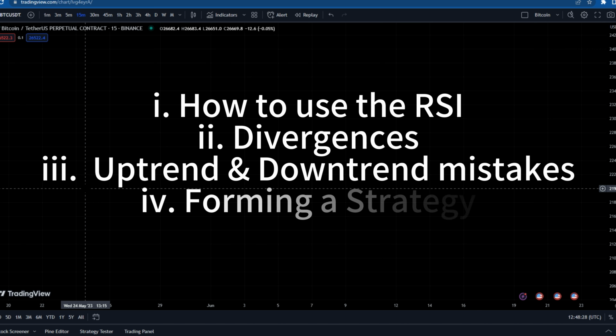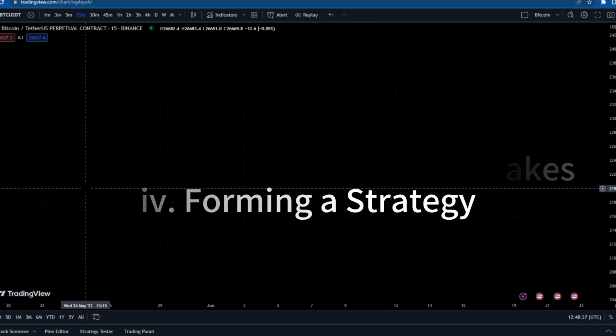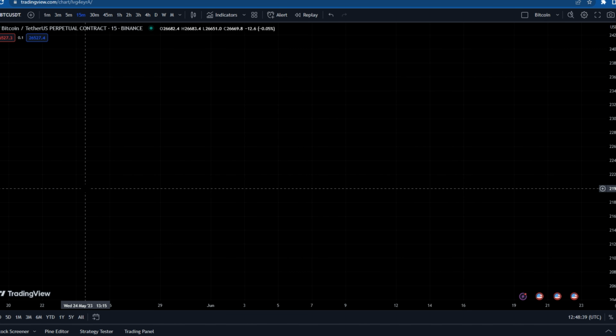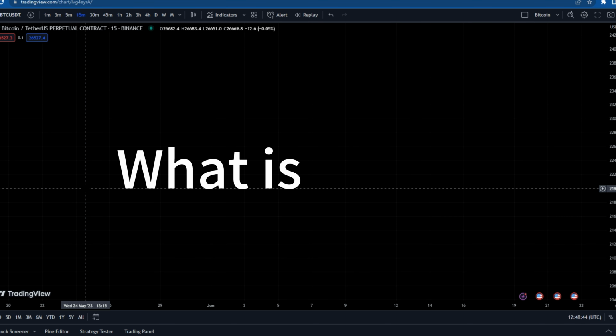When I say strategy, I'm not saying that you have a step by step process like, okay, if this one goes up, this one goes down, and you take a trade. Not like that, okay? I will give you a better understanding of the market when you take trades using the RSI, okay? So, what is the RSI?